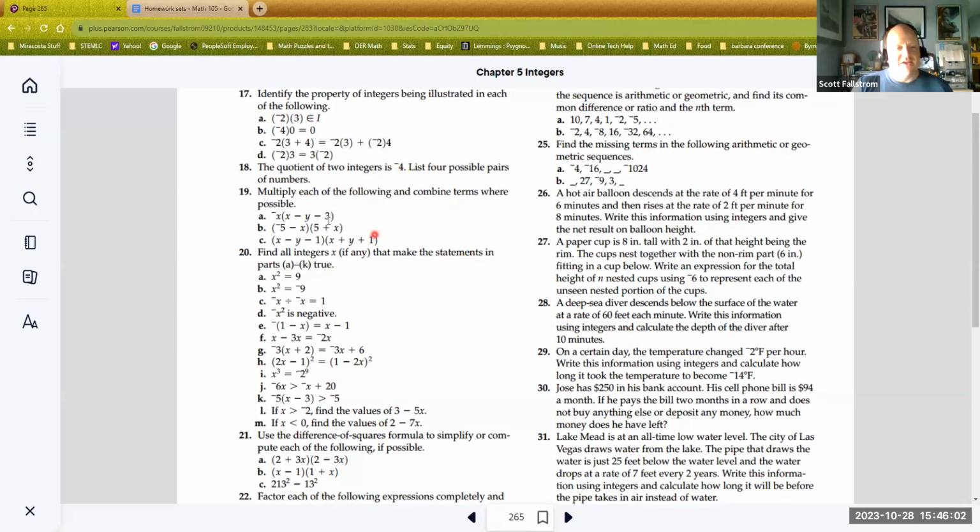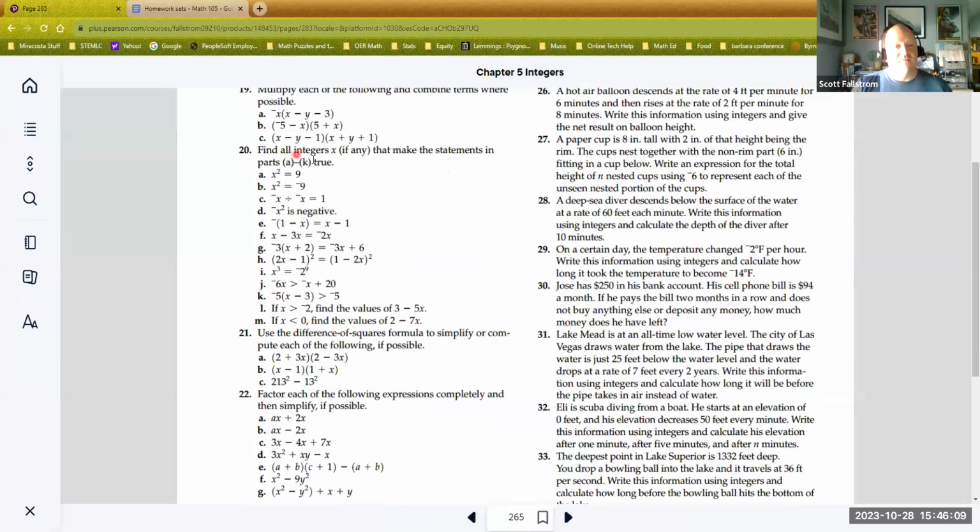Multiply the following and combine like terms. So again, a little bit with algebra, thinking about that idea. How do I distribute negatives? Find all integers, if any, that make the statements here true.